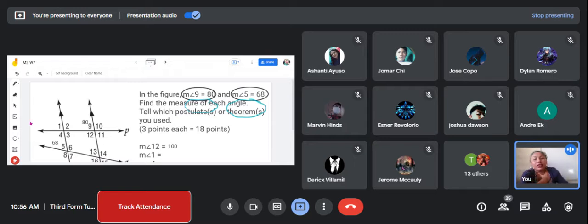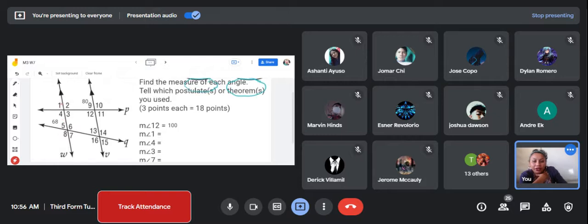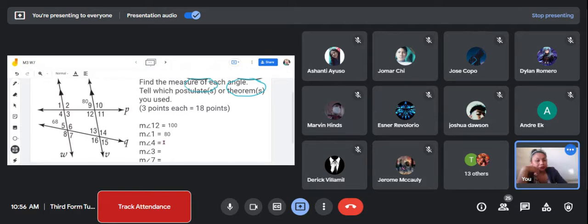Okay. So now, next one. It says angle 1. Angle 1 is over here. What is the magnitude of angle 1? 80 again, miss. 80. Very good. This is going to be 80, because angle 9 and angle 1 are equal to each other. So if angle 9 is 80, angle 1 will also be 80. Angle 4, what is going to be the magnitude of angle 4? 100. Very good, 100.